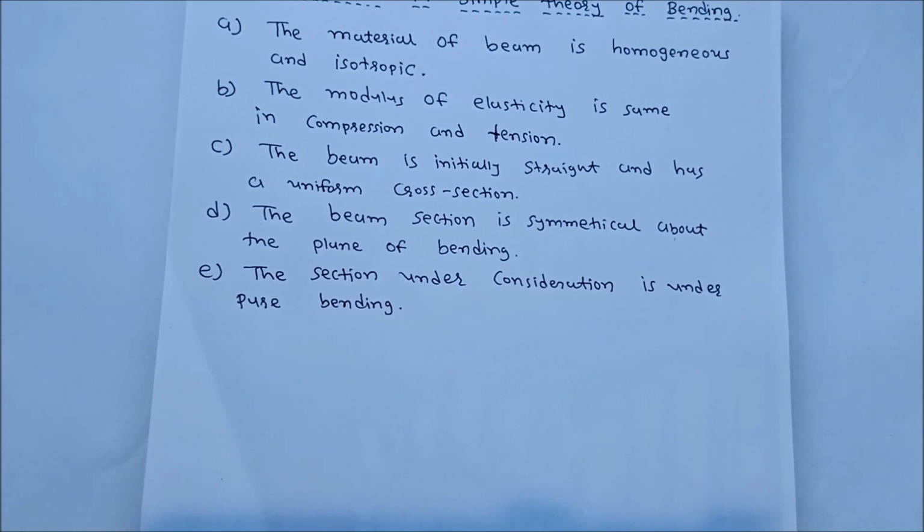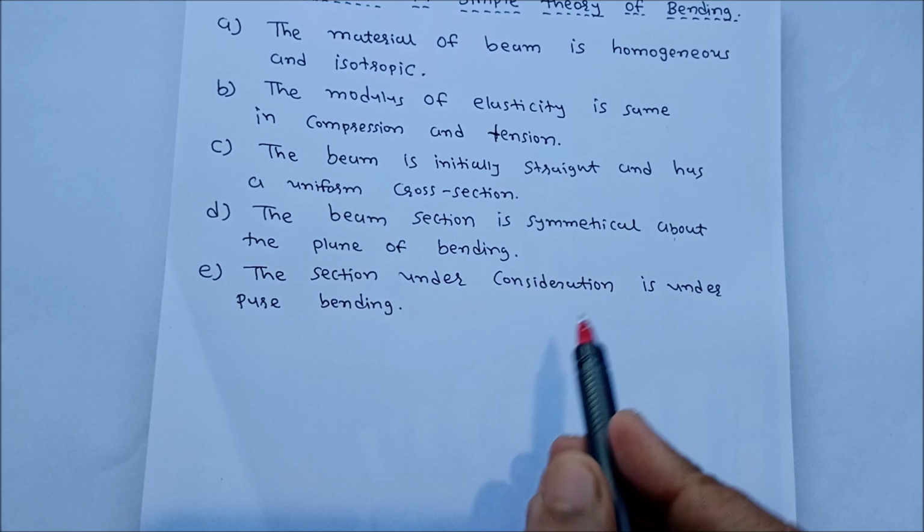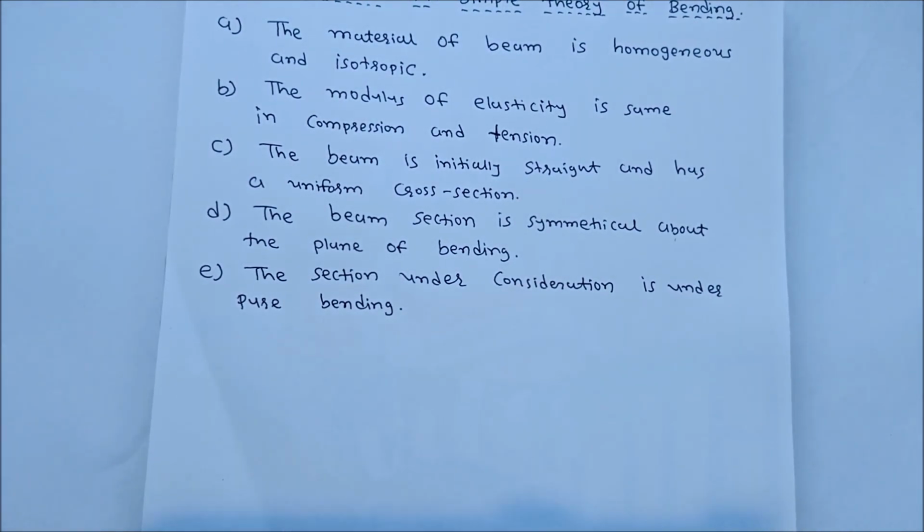This means when a beam of length is subjected to a constant amount of bending moment and shear force is 0, the stresses set up across the cross section of the beam due to bending are known as pure bending stress. So here we assume that the section under consideration is under pure bending.